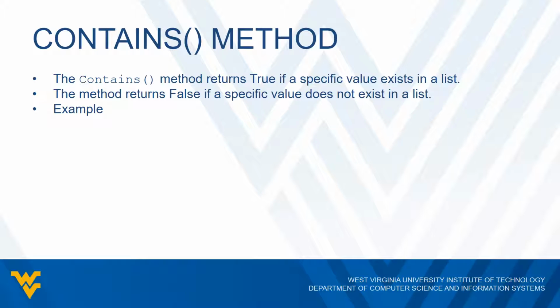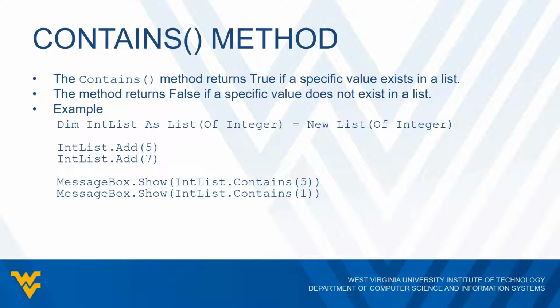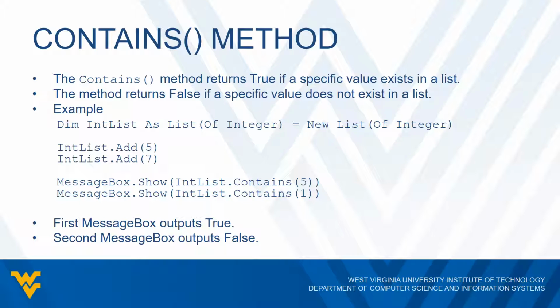So let me give you a simple example. So here we have some code. We have int list, which is going to be a list of integers. We see that we're going to add 5 and 7 to our list, and we have two message boxes. So we have int list.contains 5 and int list.contains 1. So our first method is going to search for a 5 in our list, and we see that 5 is going to be in there. It will find it. So the first message box is going to print true. Now the second method call, we're going to search for a 1. We're going to see that 1 does not exist in this list. So that means the second message box is going to print false.